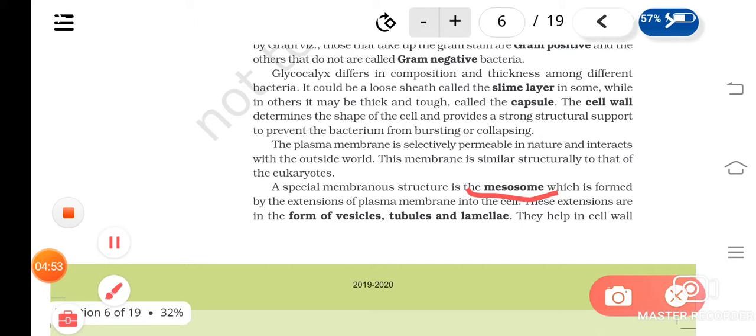Mesosomes are the extensions, the infoldings of the plasma membrane, and they can be in the form of vesicles, tubules, or lamellae. They can have different shapes. So what are the functions of mesosomes? Let's see.